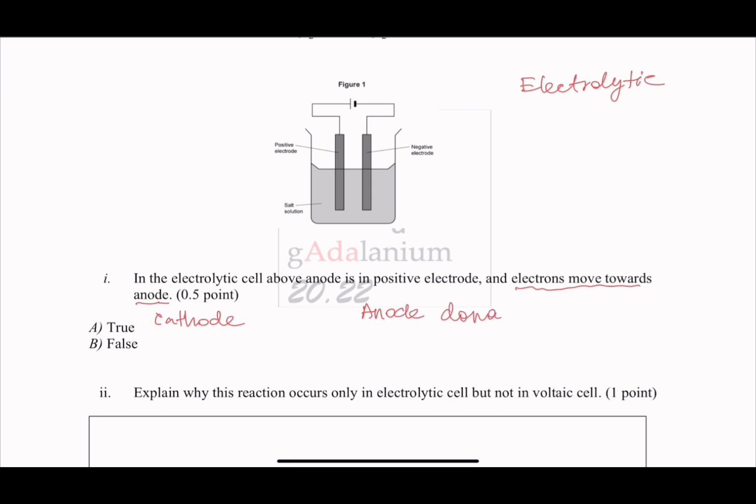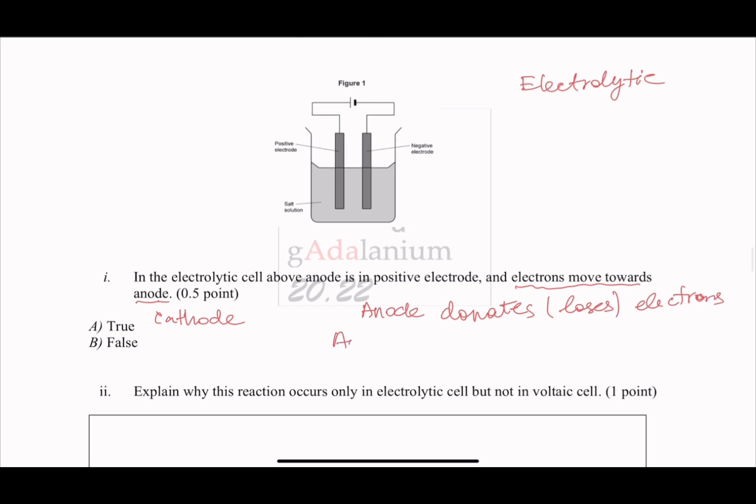donates or loses electrons. As you know from An Ox Red Cat, because oxidation happens at the anode, we lose electrons at the anode. Okay, we're not gaining them, but this statement suggests that we're gaining electrons at the anode. That's why this is false.